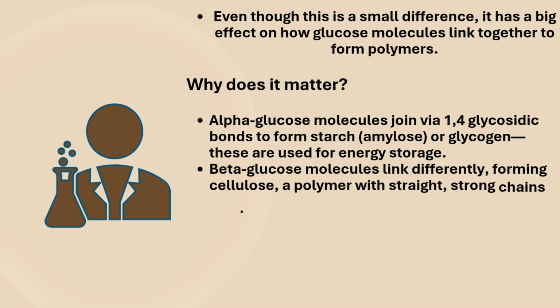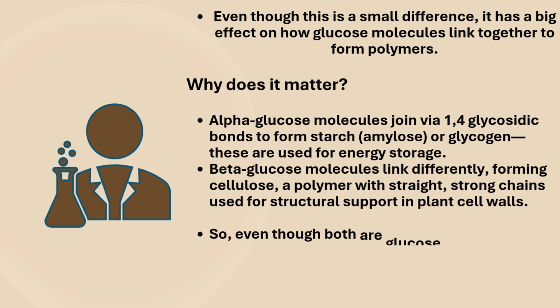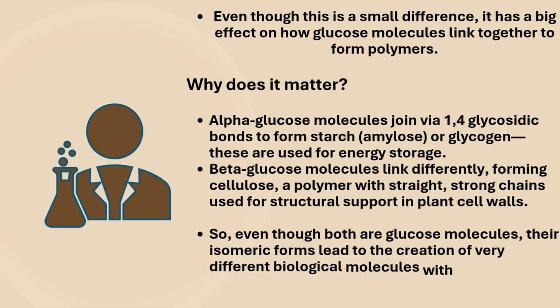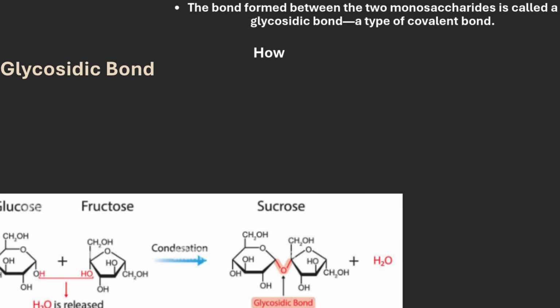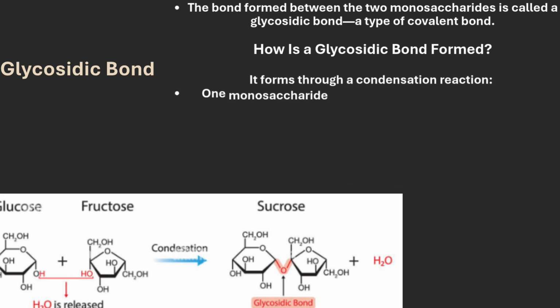Why does it matter? Alpha-glucose molecules join via 1,4 glycosidic bonds to form starch, amylose, or glycogen. These are used for energy storage. Beta-glucose molecules link differently, forming cellulose, a polymer with straight, strong chains used for structural support in plant cell walls. So, even though both are glucose molecules, their isomeric forms lead to the creation of very different biological molecules with different functions. The bond formed between the 2 monosaccharides is called a glycosidic bond, a type of covalent bond.